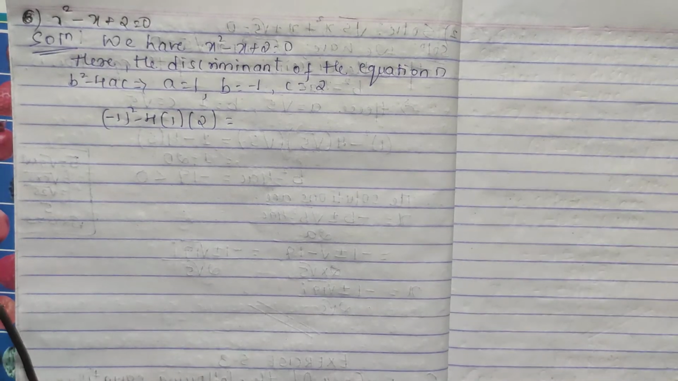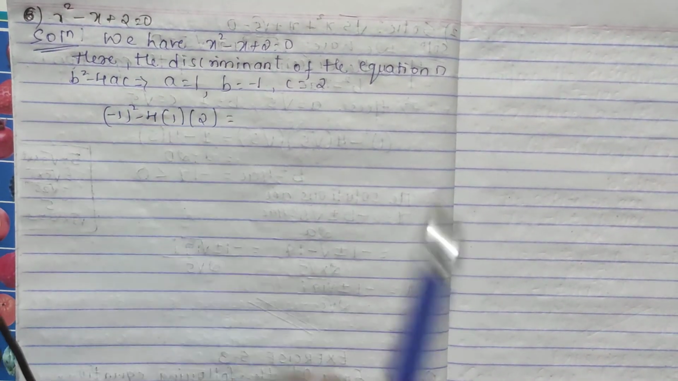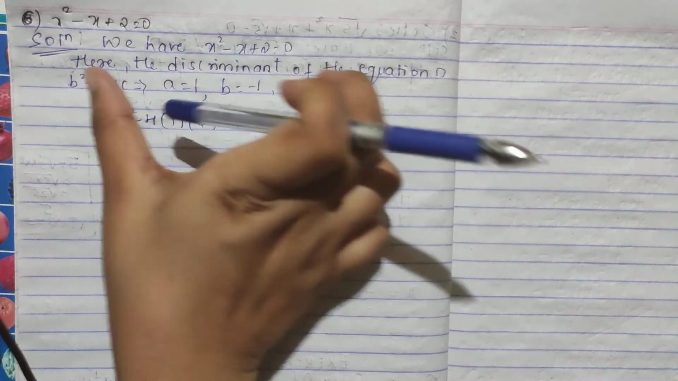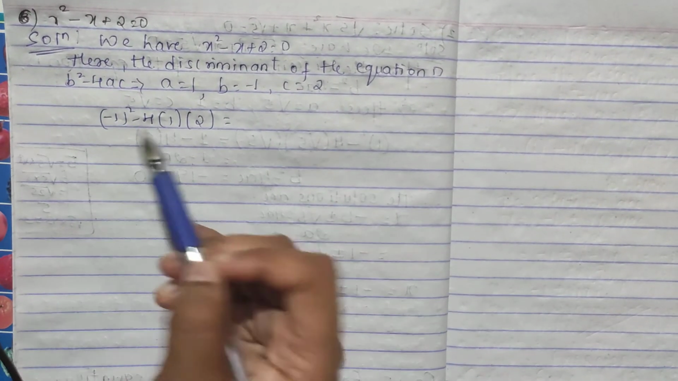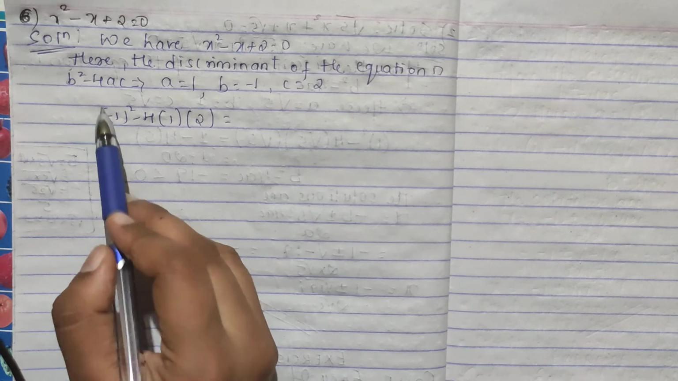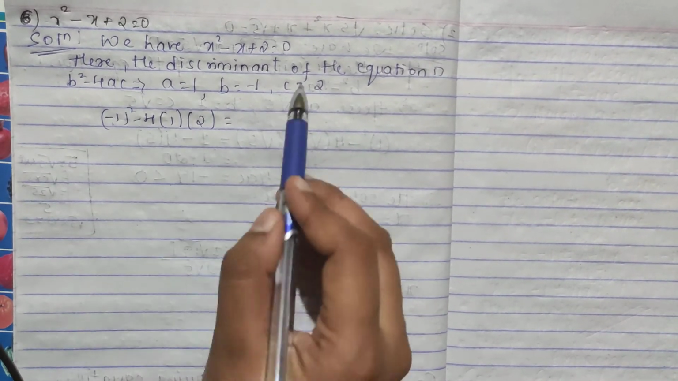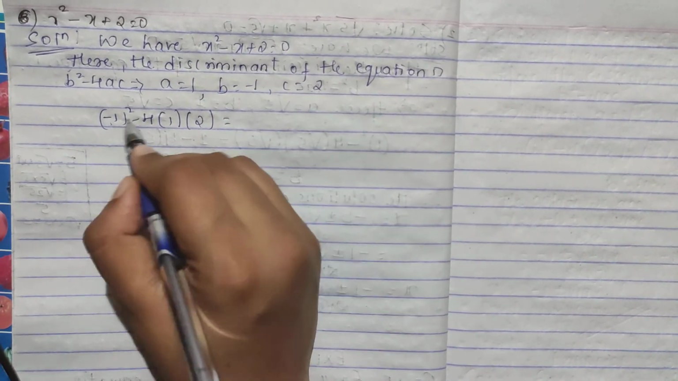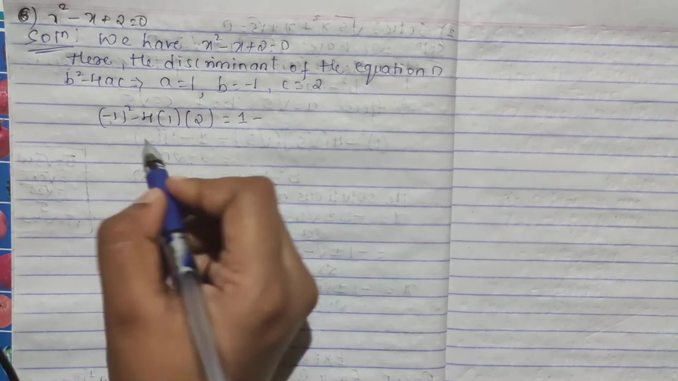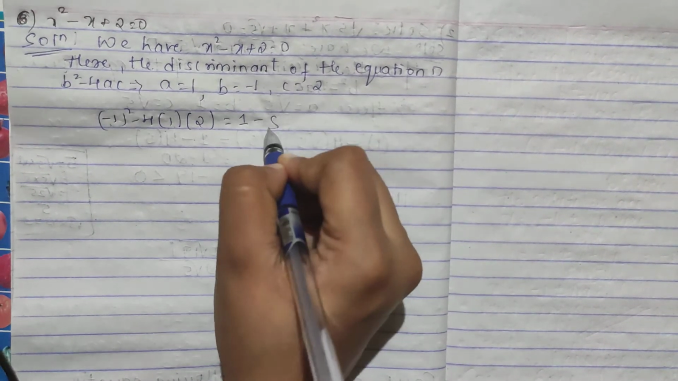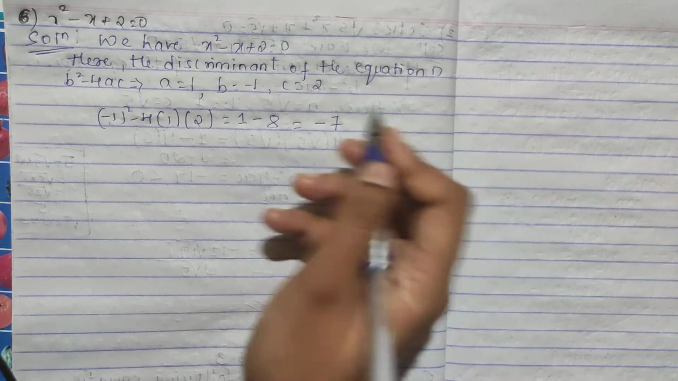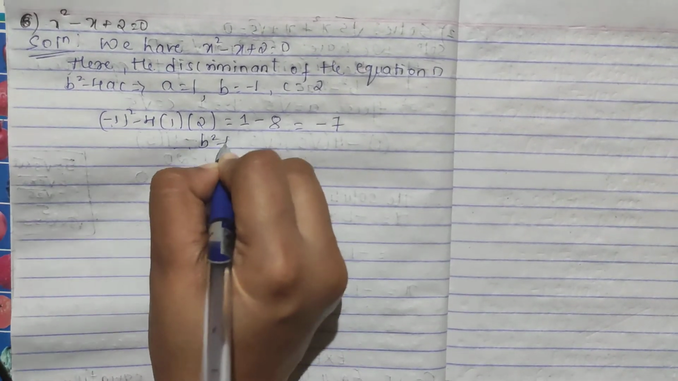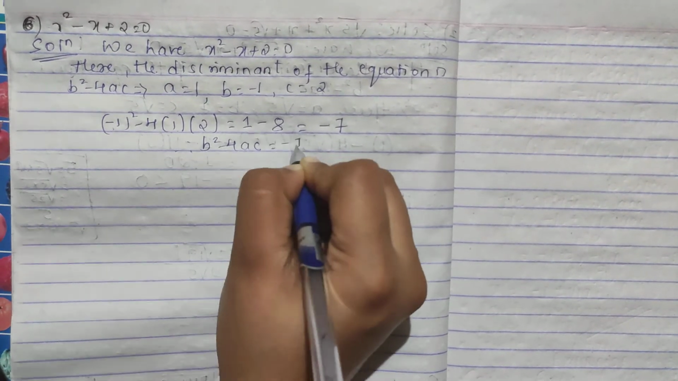Next question, the sixth one I have taken, x square minus x plus 2. Solution is the same: write your discriminant, your a, b, c. Now substitute, your b is minus 1 square, minus 4, a is 1, c is 2. So minus 1 square you get 1, minus 4 ones are 4, 4 twos are 8. So 1 minus 8 you are getting minus 7, so b square minus 4ac is minus 7, which is negative.